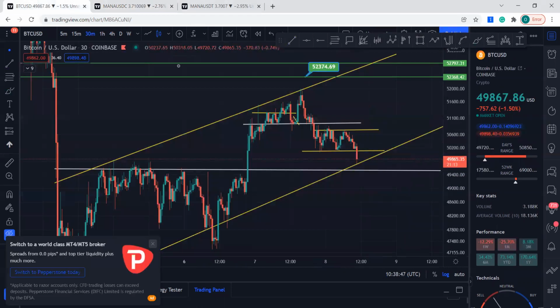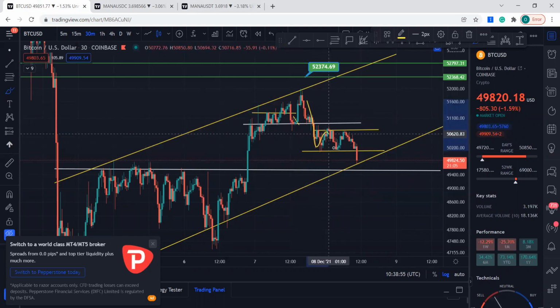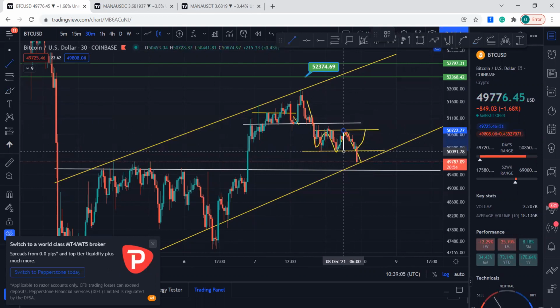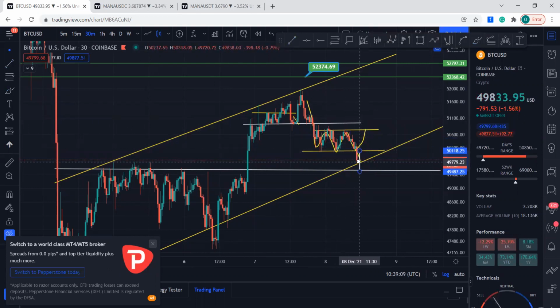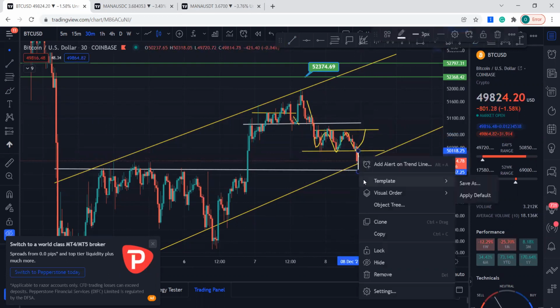Because Bitcoin at the moment, you can see it has gone down. It was creating this pattern, hit the support again, and was trying to go up like that, but eventually it just broke down. So what is the target now for Bitcoin? If it can hold this level, that's great, but it has broken out, so it might come all the way down to $49,500.